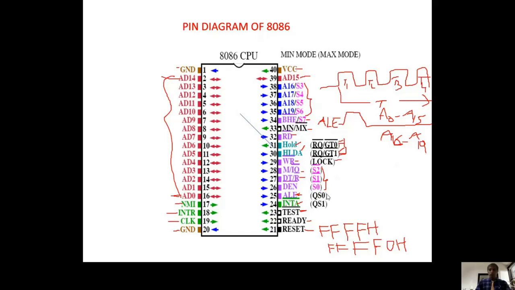Now coming to the other two, QS0 and QS1. This is also important. QS0 and QS1 indicate the queue status. We already know that in the bus interface unit there is a 6-byte instruction queue. So the status of that particular 6-byte instruction queue is specified by QS0 and QS1. Depending on QS0 and QS1, the queue may be empty, idle, or fetching. We have one table, and I will explain that.